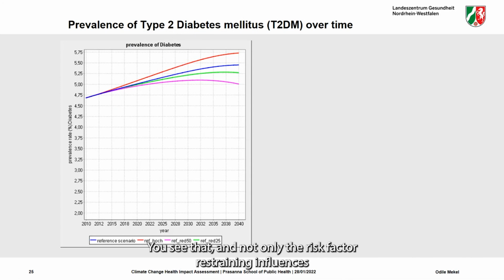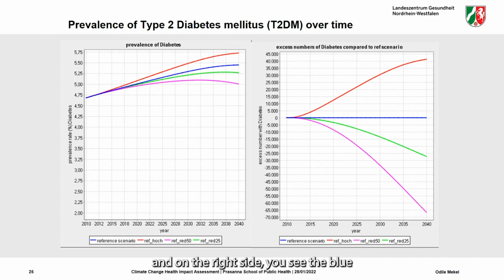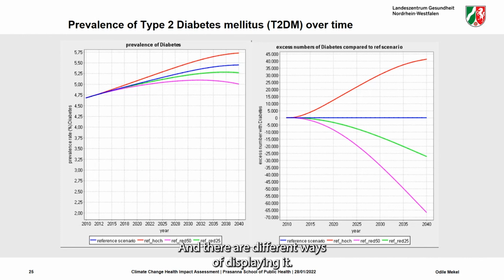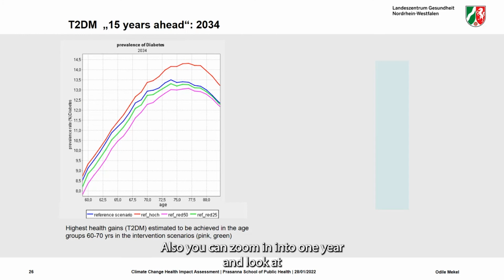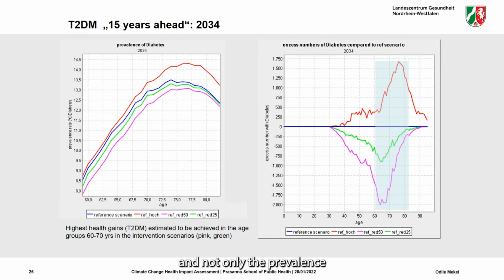You see that the risk factor also influences the prevalence of, for example, type 2 diabetes mellitus over time. And here you see the development over time. And on the right side, the blue line is the reference scenario. So you can calculate the excess number of people with diabetes compared to the reference scenario. And there are different ways of displaying it. You can also zoom in to one year, the year 2034, and look at specific age groups, how they would perform, and not only the prevalence, but you can also display the excess numbers compared to this reference scenario.